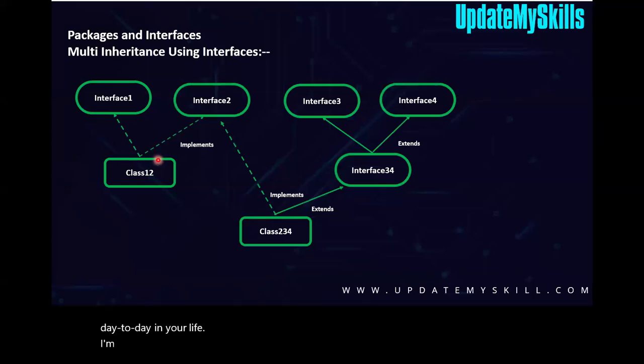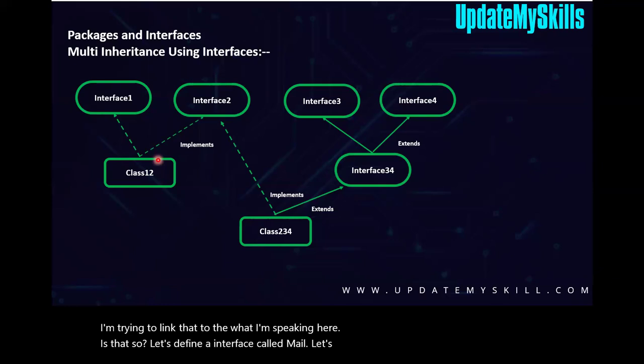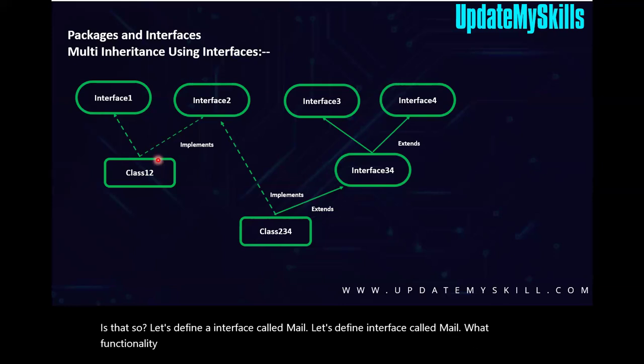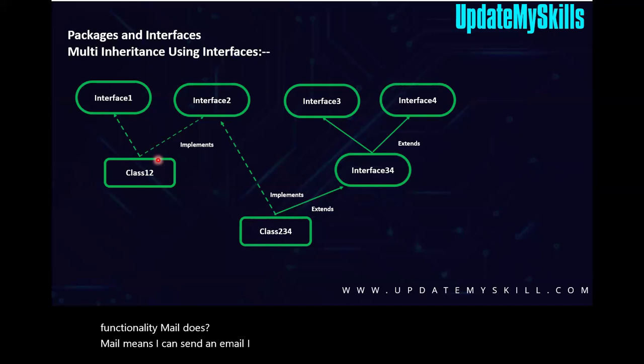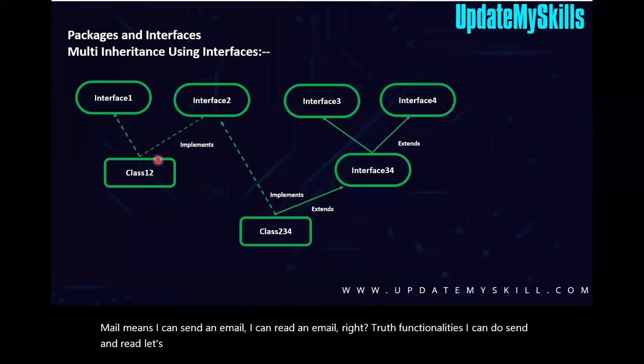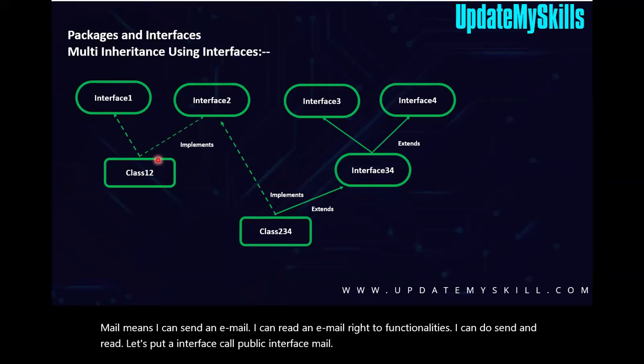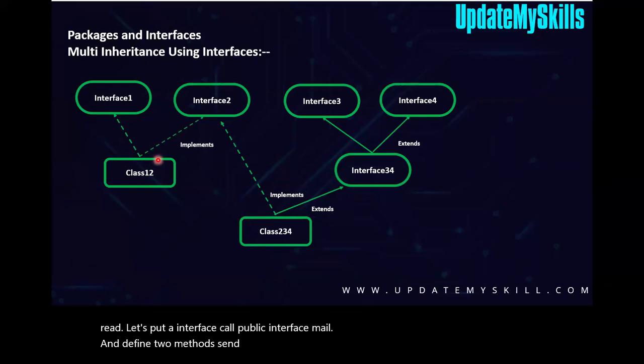I'm trying to link that to what I'm speaking about here. Let's define an interface called mail. What functionality does mail have? I can send an email, I can read an email, right? Two functionalities, send and read. Let's put a public interface mail and define methods: send email, read email, and compose email.